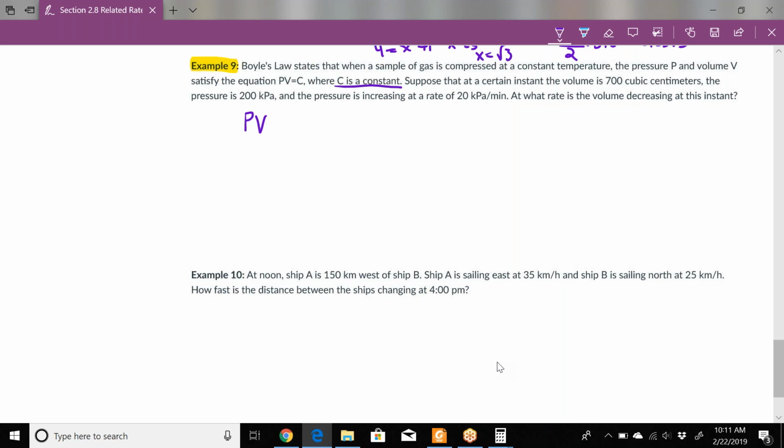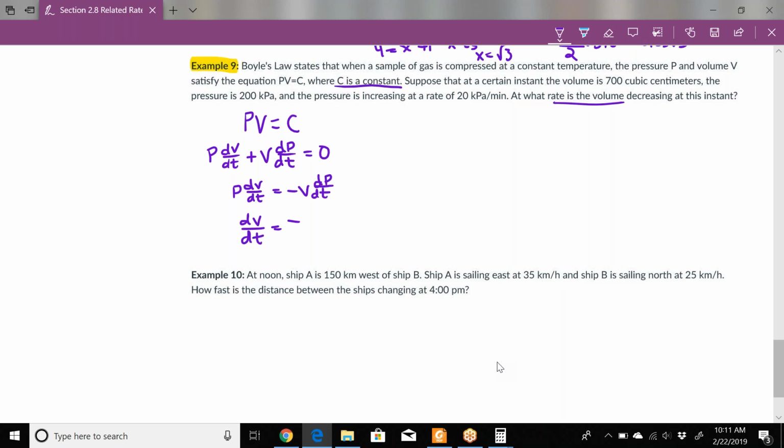So if we take the derivative of this with respect to time, this is a product rule on this side. It's the first times the derivative of the second with respect to time, plus the second times the derivative of the first, again with respect to time, equals 0, since the derivative of a constant is 0. We can solve this for the change in volume, which is what we're looking for. That would be dV/dt. So we'll subtract over, giving negative V dP/dt, and we'll divide by P.